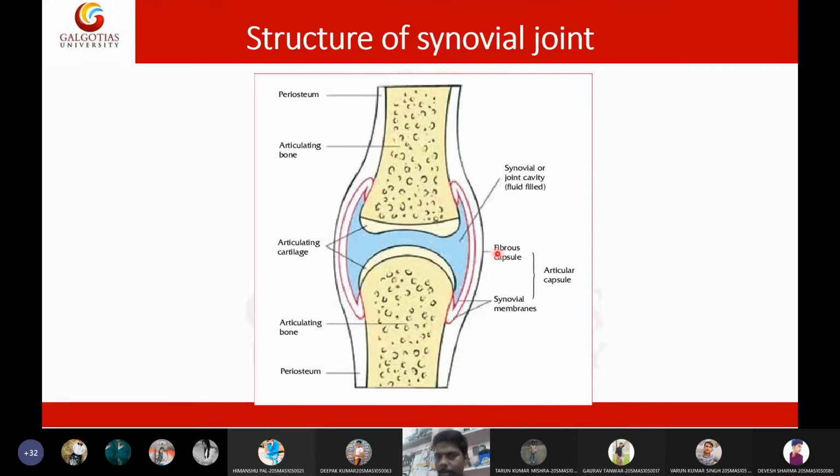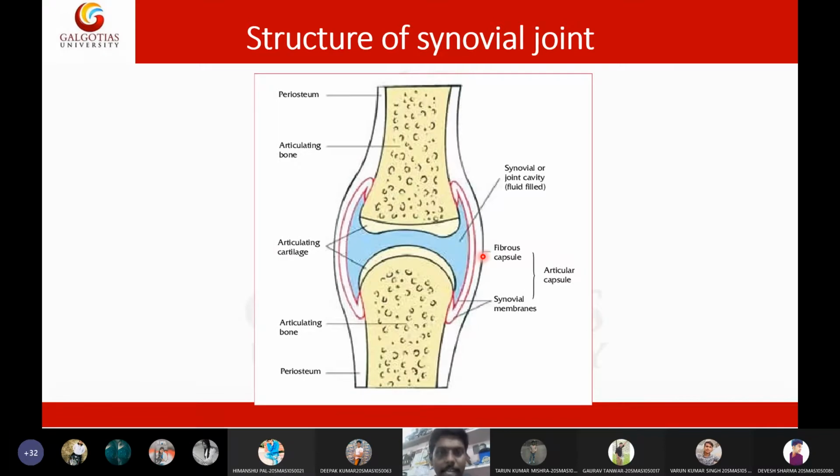So this is all about the structure of a synovial joint. You have bones. At the end of the bones, you have hyaline cartilage, and it is connected by two layers of synovial membrane. Inside this joint, you will see the synovial fluid. Then outside the membrane, you have the fibrous capsule. This is the typical structure of a synovial joint.